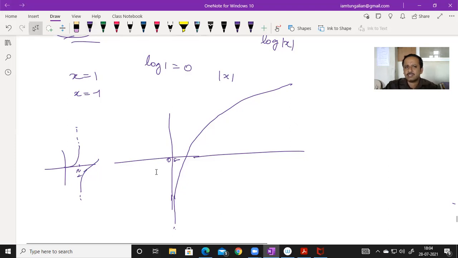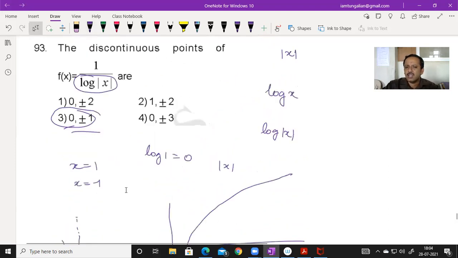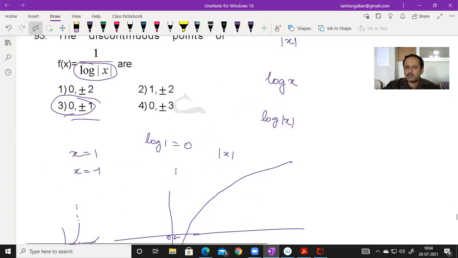Therefore, it is discontinuous. The question is, where all it is discontinuous, they have asked. Log x, whenever x is positive, it is defined. So log mod x means obviously mod x is always positive. It is defined everywhere apart from 0. But at 1, what happens? Log 1 you get, which is 0, and it is sitting in the denominator. Therefore, at x equal to 1, it is discontinuous since the denominator is becoming 0.